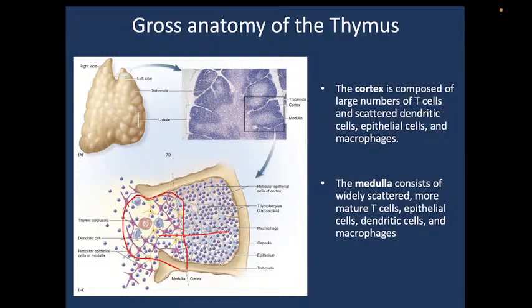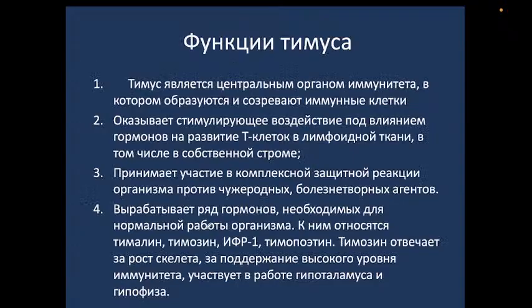It means that growing and differentiation of T cells goes from external to internal. Here we find mature T cells, and then they come into the blood from the medulla, but not from the cortex. Here is the function of thymus.